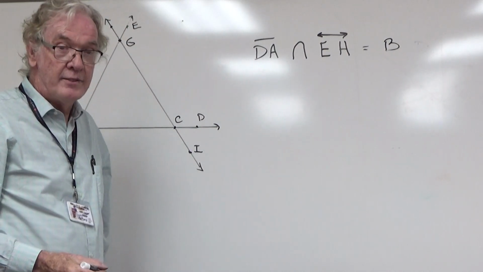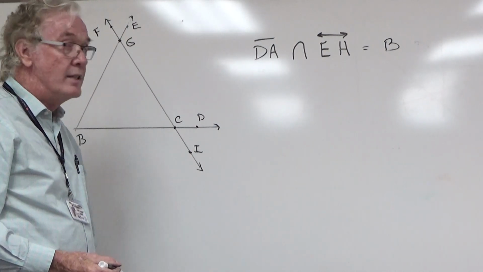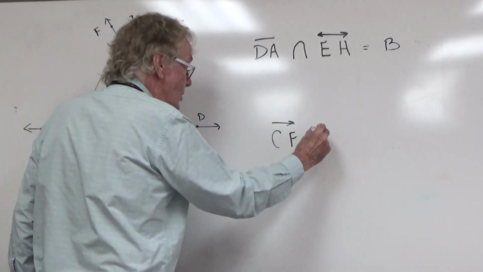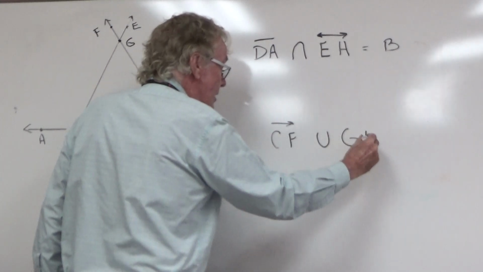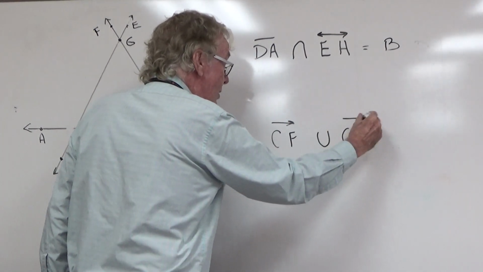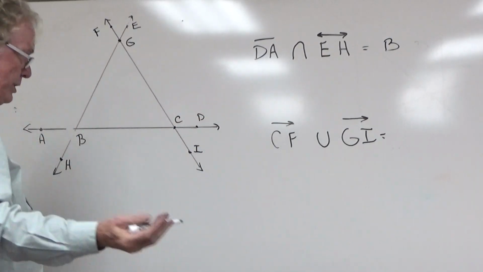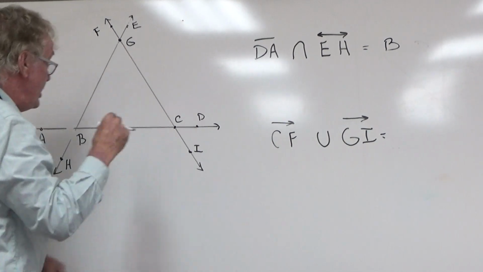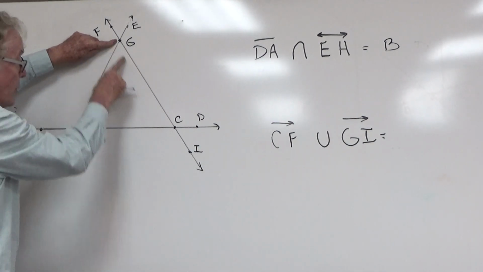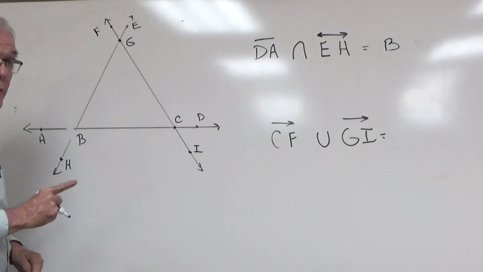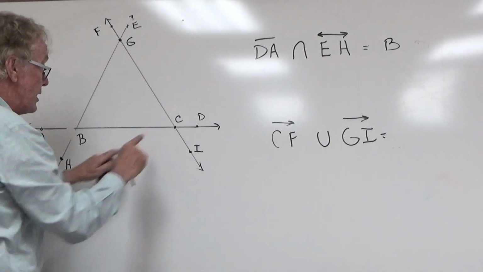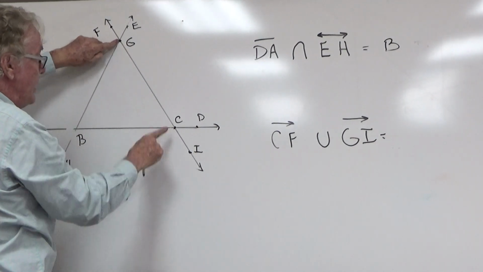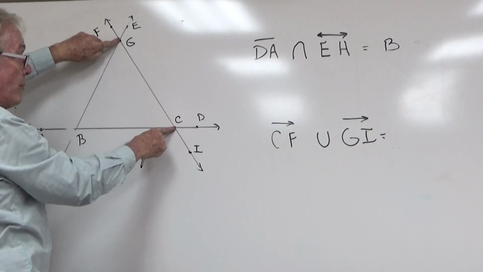Tell me more. Let's see, we have ray CF union with ray GI. Both of those are rays? Yes, sir. Okay, CF, where's it start? Starts at C, goes through F and keeps on going. Got to put that together with GI, which starts at G and goes through I, keeps on going. These are collinear rays along the same line. I want the thing that starts here and goes that direction, intersected with the thing that starts here and goes that direction.